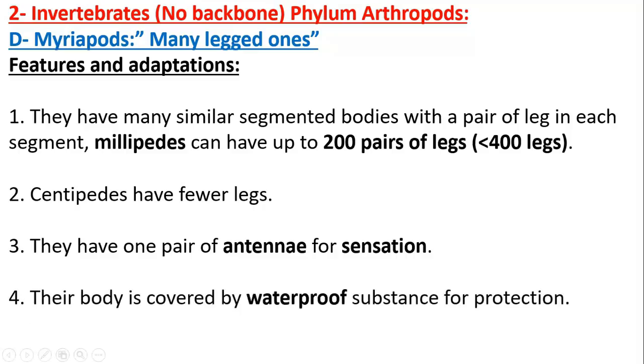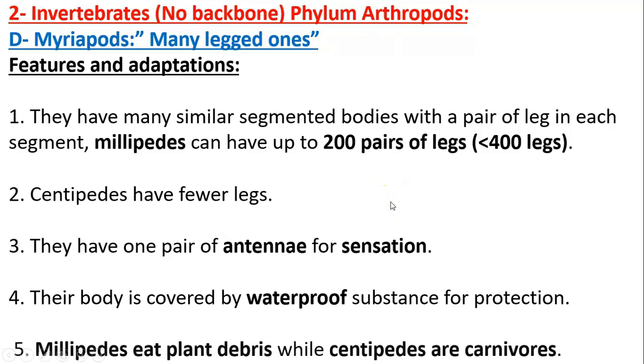So their body is covered in a waterproof substance. Why? For protection. As we said before, if the creature loses a lot of water, it's gonna die. So that's why they need protection. Millipedes eat plant debris, while centipedes are carnivores.